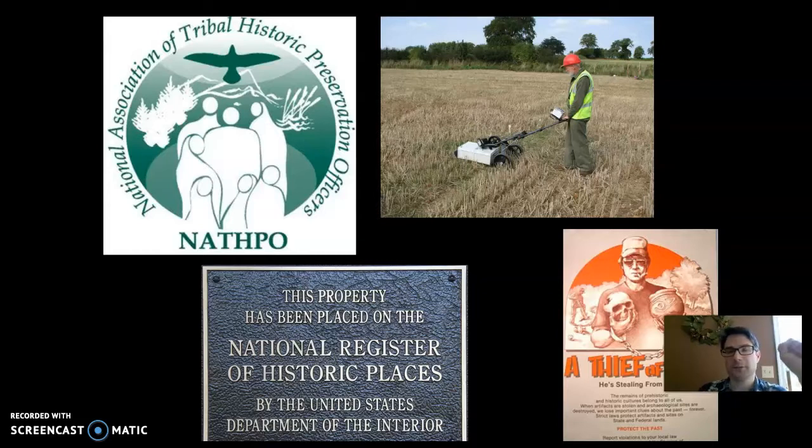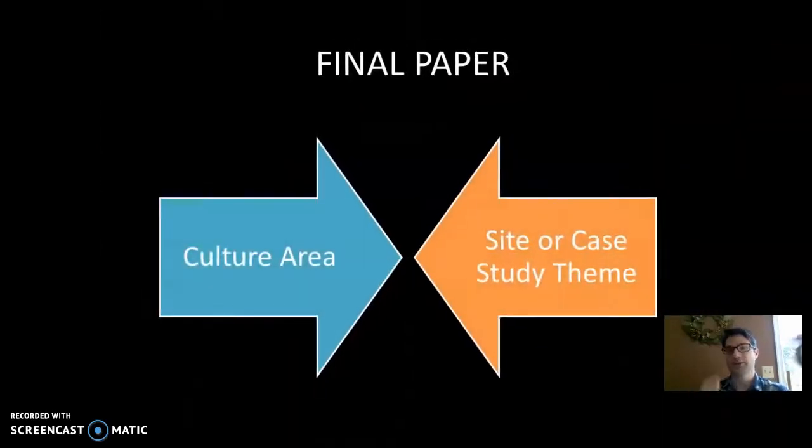So the course itself is going to consist of a midterm and a final. There are also going to be course discussion boards, both in video format and text format, on Blackboard. And we're also going to end with a final paper. In this final paper, I'm going to ask you to do 2 things. I'm going to ask you to pick a culture area, and then you're going to write your paper either on a site from that culture area or a distinct case study theme as it relates to that culture area.